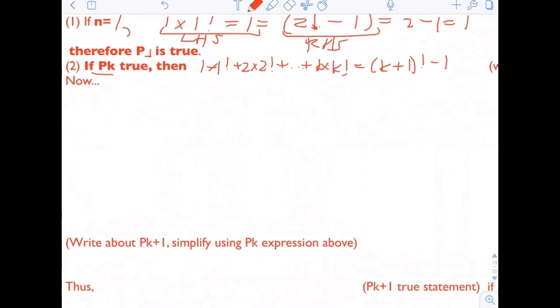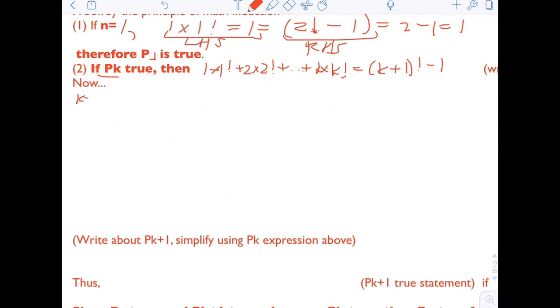Then we are going to go one step further and ask, what about the k plus 1th case? So now we're going to write that out. 1 times 1 factorial plus 2 times 2 factorial plus dot, dot, dot, all the way to k times k factorial. And now we have one additional term, which is k plus 1 times k plus 1 factorial.